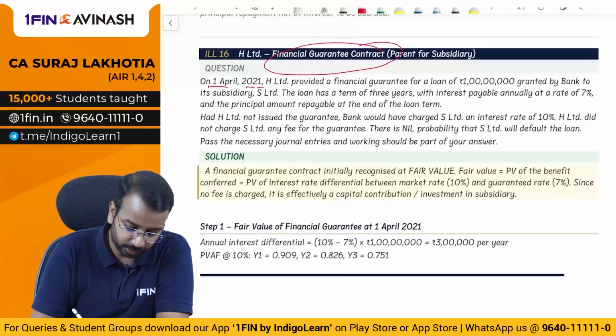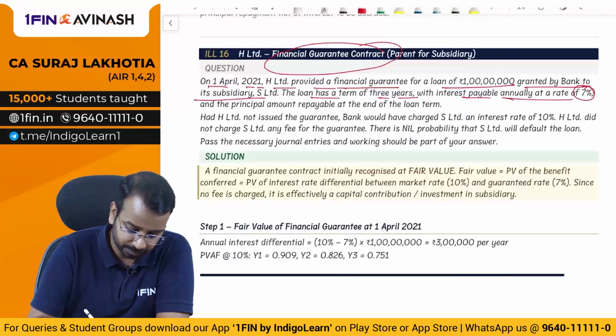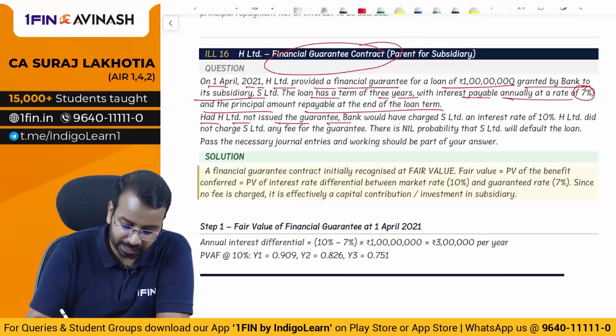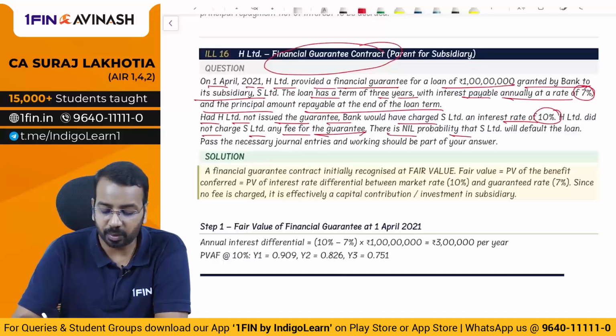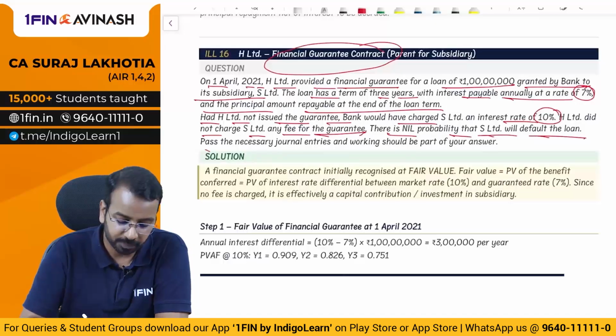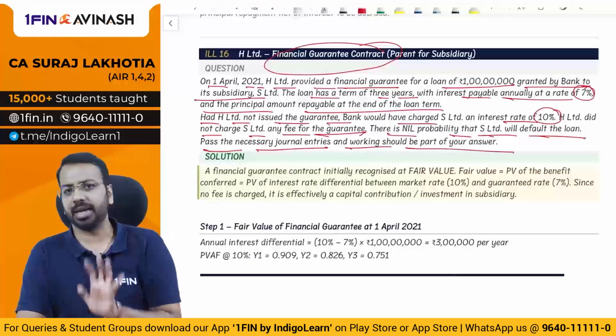On 1st April of 21, H Limited provided a financial guarantee for 1 crore granted by bank to its subsidiary. Loan has a term of 3 years with interest payable annually at 7% and the principal at the end of the term. Had H Limited not issued the guarantee, bank would have charged an interest of 10%. H Limited did not charge the subsidiary any fee for the guarantee. There is nil probability that the subsidiary will default. Pass the journal entries, and working should form a part of your answer.